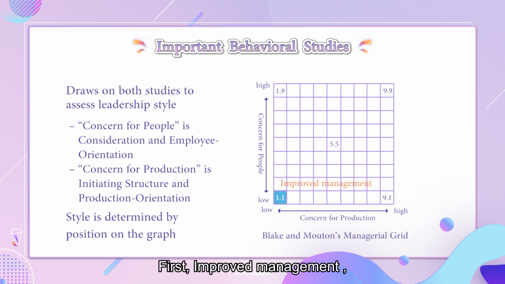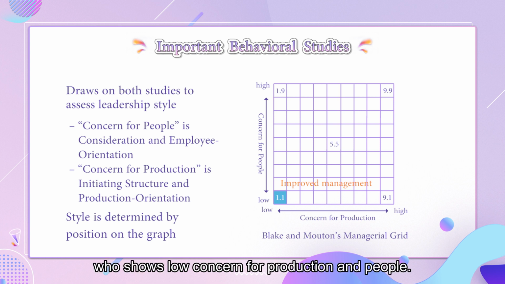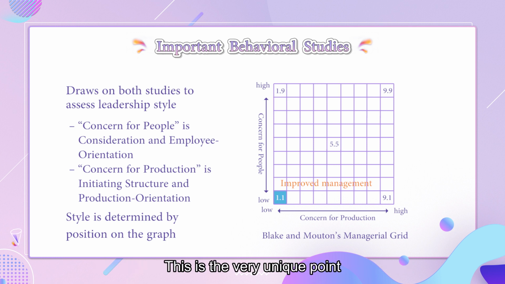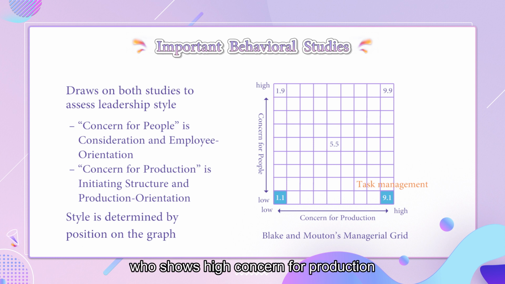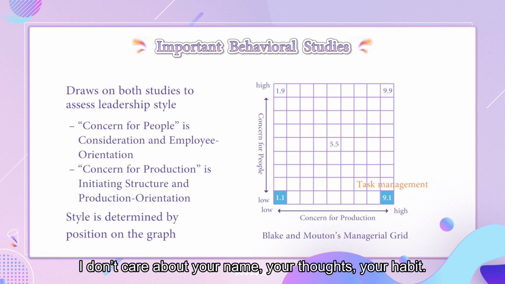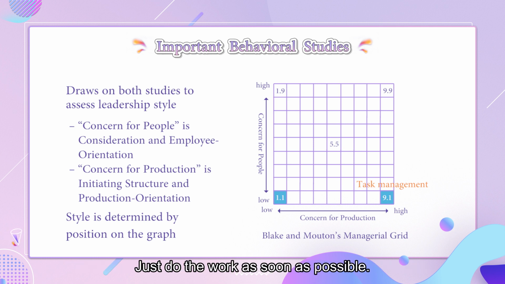First, impoverished management, which refers to the leader who shows low concern for production and people. This is the very unique point. Second, task management, which refers to the leader who shows high concern for production but low concern for people. For example, I don't care about your name, your thoughts, your habits, just do the work as soon as possible. When you finish, come to me and I'll give you the task 1, 2, 3, 4.